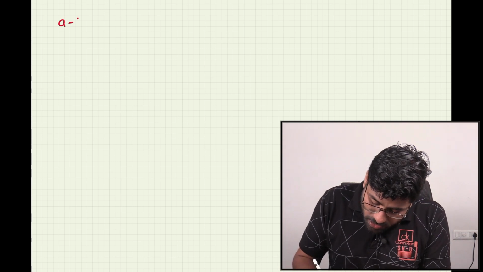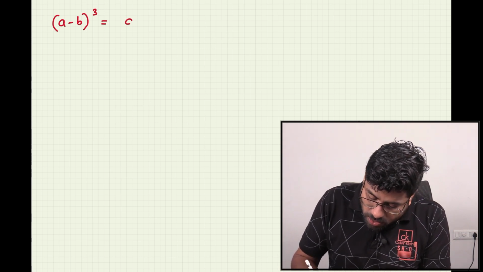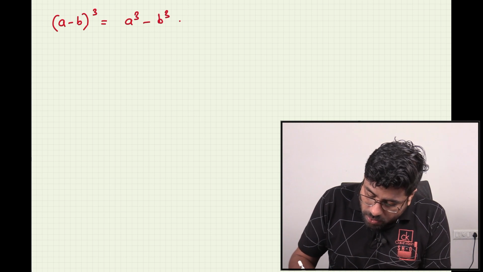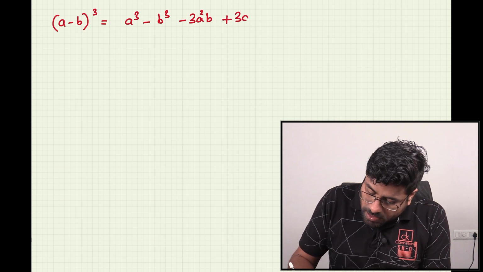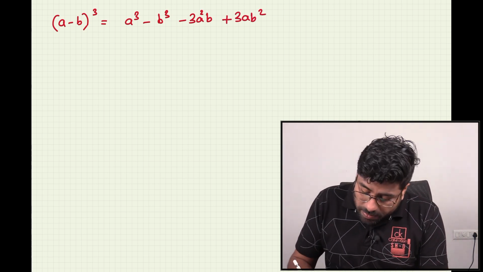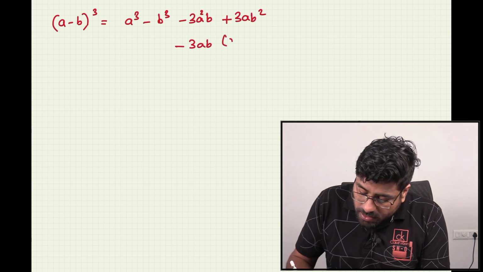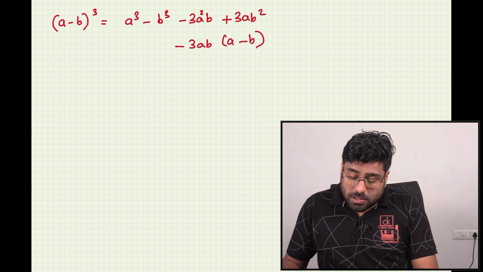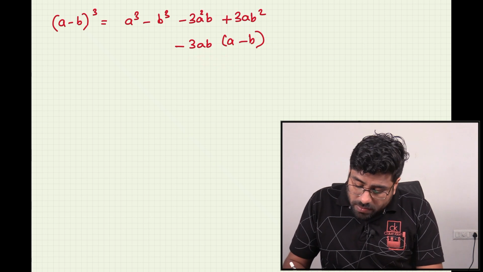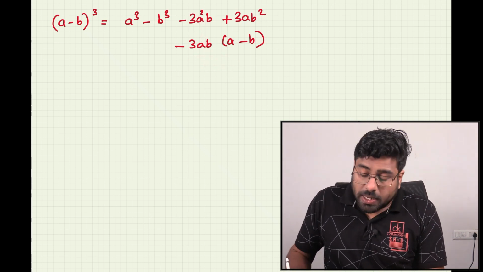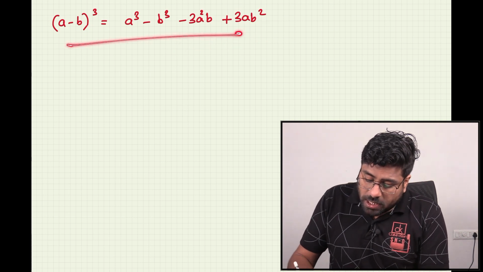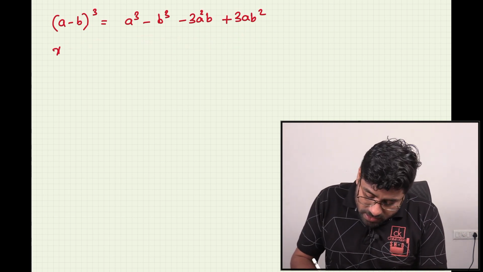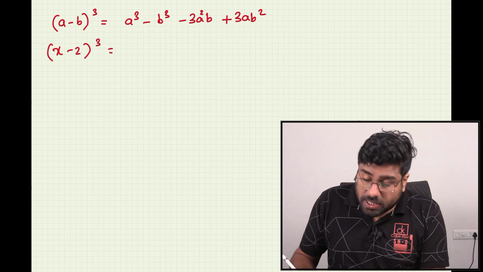Now let's see the equation. The equation is going to be a minus b the whole cube, which is equal to a cube minus b cube minus 3a square b plus 3ab square. This is the formula. This formula might also be taught like this: minus 3ab into a minus b. These are the two ways in which this formula is actually taught. When you open the bracket, you will end up getting the equation above, so I will not be confusing you with two equations. I will just write this particular form, and in this form you can compare it to x minus 2 the whole cube.